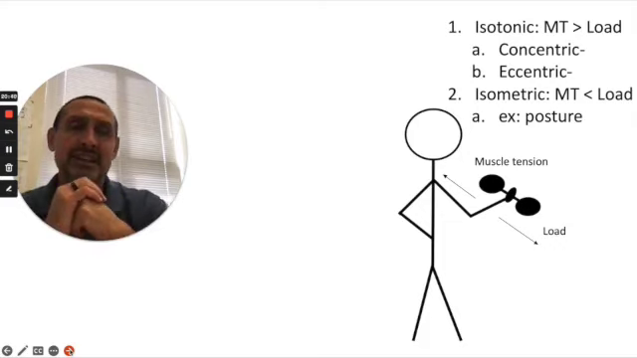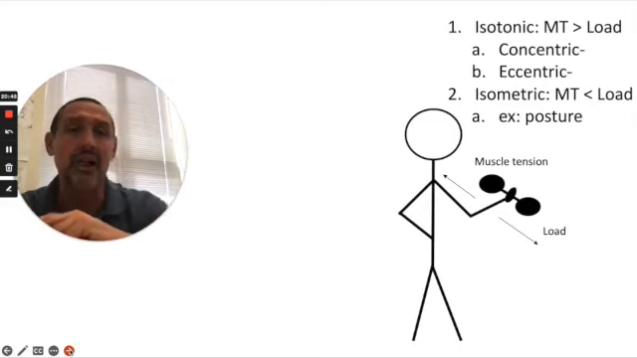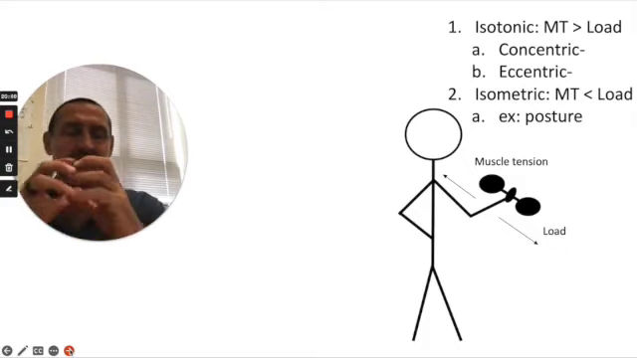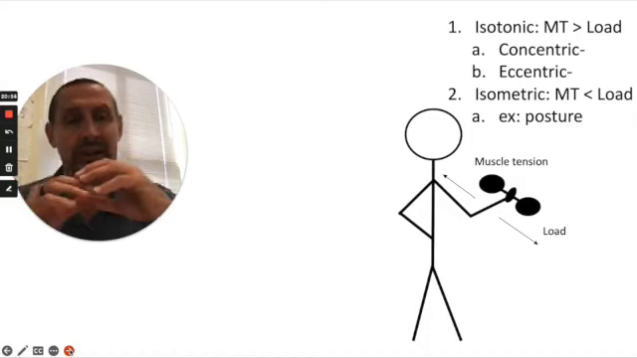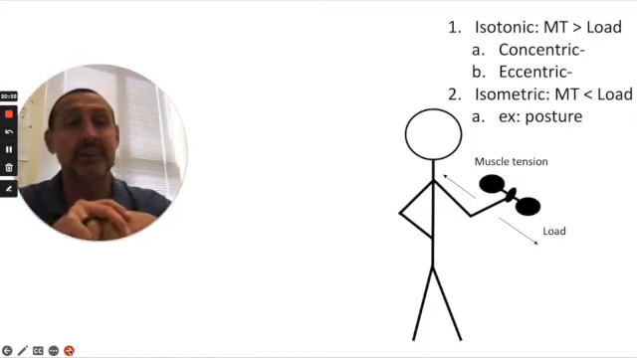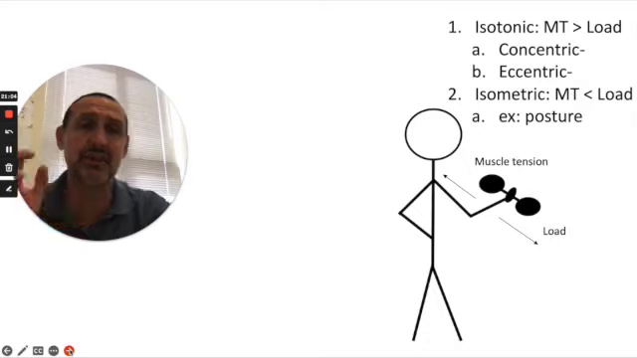An isometric contraction is where the muscle tension is less than the load. So in that case, you're not contracting the muscle, you're holding the muscle. So the muscle is flexing, but it's not shortening. So we use isometric contractions, for example, to maintain posture. So this would be a case where you're just holding on to something. Summation is what enables us to do just that.